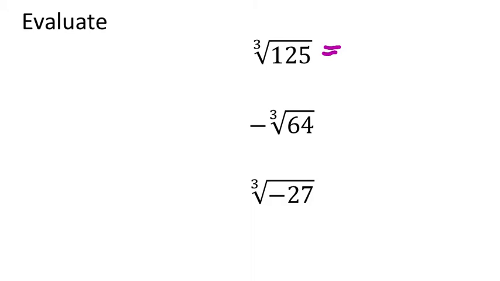Of course, it's the number multiplied by itself 3 times here. You can even check: 5 times 5 is 25, times 5, boom, 125. So the cube root of 125 is 5, okay?